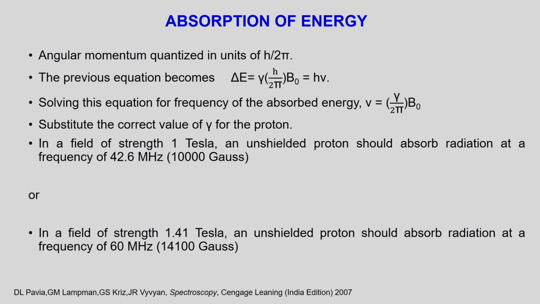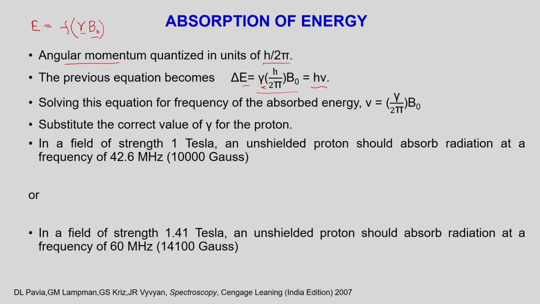From physics, we know the angular momentum is a multiple of h by 2 pi. So, we wrote the formula: this energy is a function of the magnetogyric ratio and B naught. If I take it outside and express it as B naught multiplied by h upon 2 pi, because the angular momentum is quantized in units of h by 2 pi, this entire expression is nothing but equal to h nu, fine.